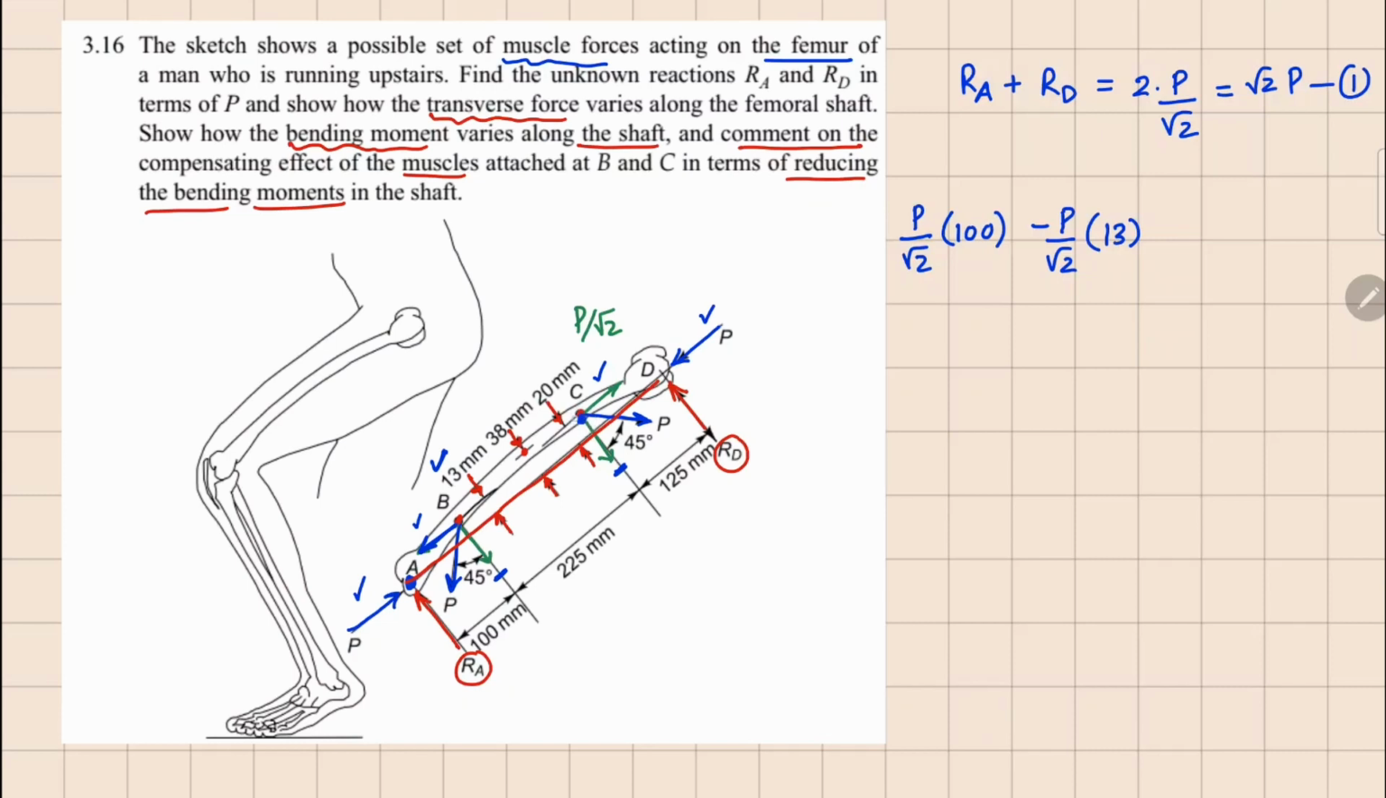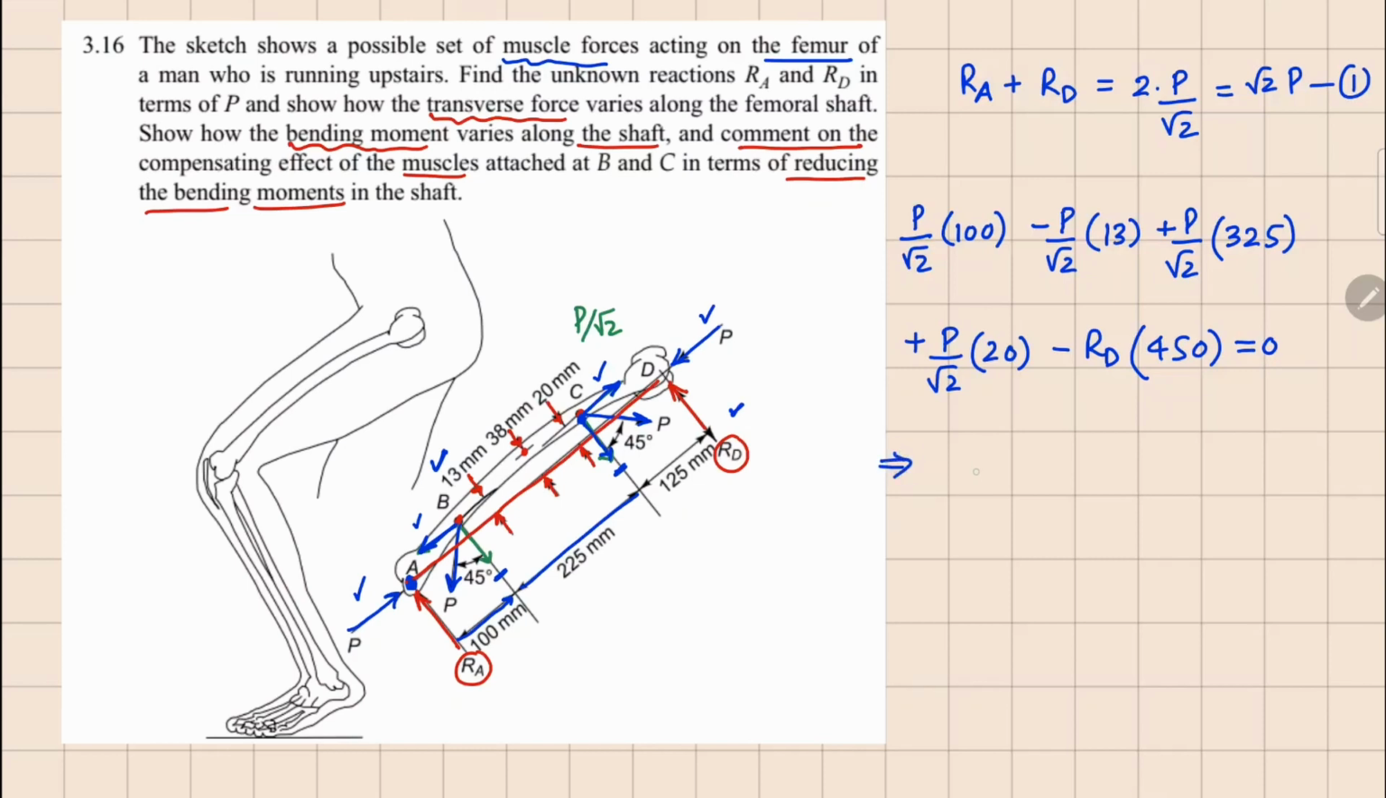Now moving forward, we have this one here. This is again P divided by square root 2, and the distance in this case is going to be 100 plus 225, so total 325, clockwise moment. This component again about this point is going to give you clockwise, so plus P over square root 2, and distance in this case is going to be 20, and this RD moment about this point is going to be anticlockwise, so minus RD, and the distance from A to D is 450, equals 0.